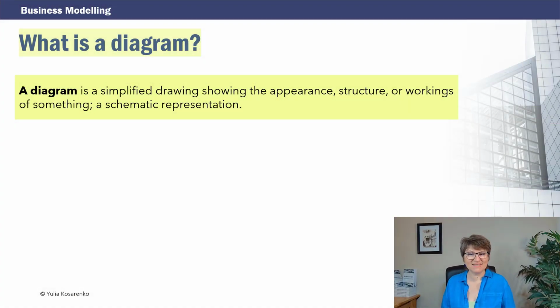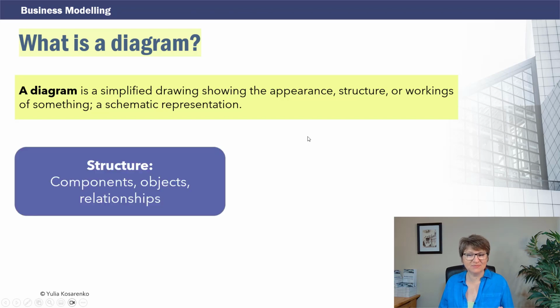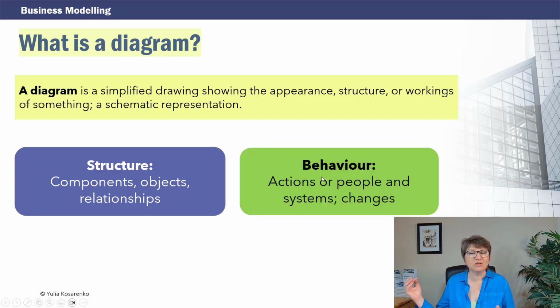Let's take a look. First of all, what is a diagram? A diagram is a simplified drawing that shows you something from real life. It could be appearance, structure, or workings of something, a schematic representation of a real life phenomena process. The two main types of diagrams are those that are focused on structure and those that are focused on behavior.